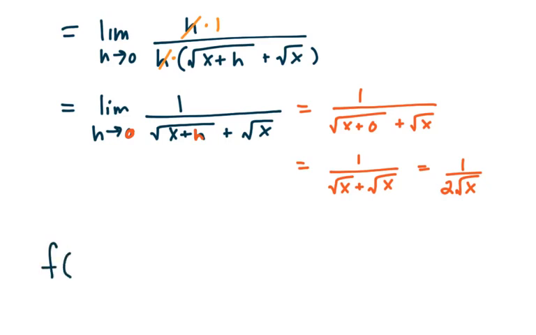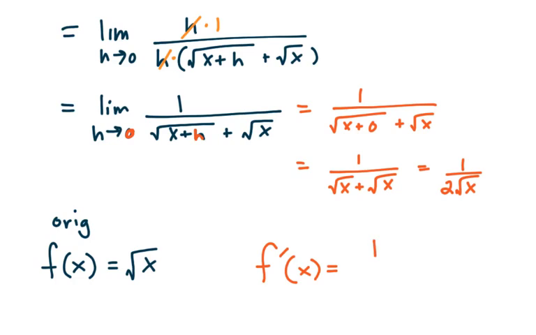So my original function f of x equals square root of x. That was my original. And my derivative, f prime of x equals 1 over 2 square roots of x. That is my derivative, and that is our solution here.